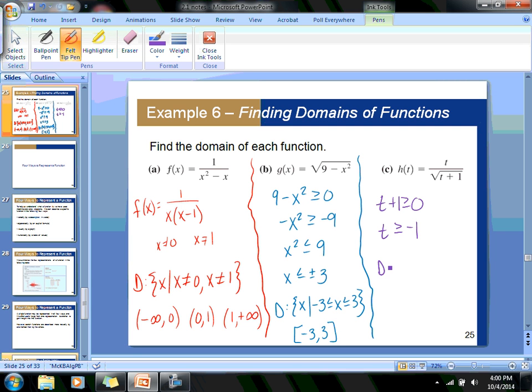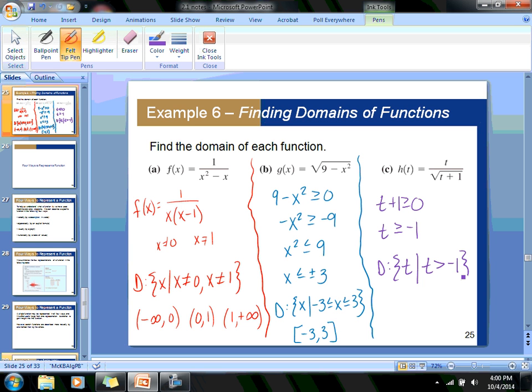Okay, so my domain is going to be all of the t's such that, now technically, if I put -1 into this function in the denominator, if I put -1 in there for t, I'd have -1 plus 1, which would be 0, and the square root of 0 would be 0, and I would have 0 in my denominator. So really, I want all of the values for t that are greater than -1. And that I just have to be aware of.